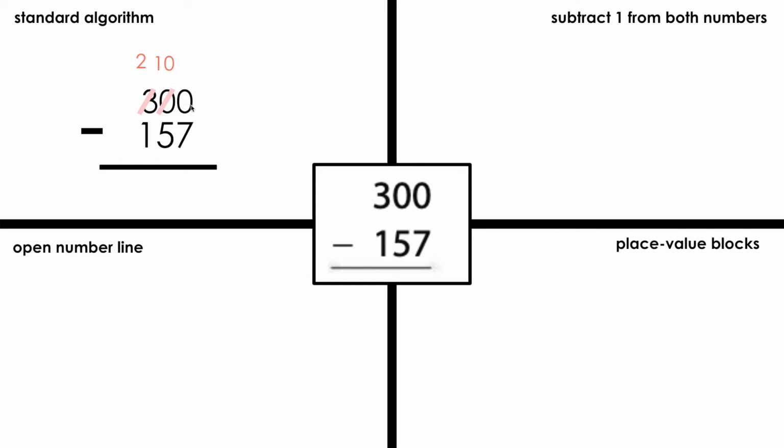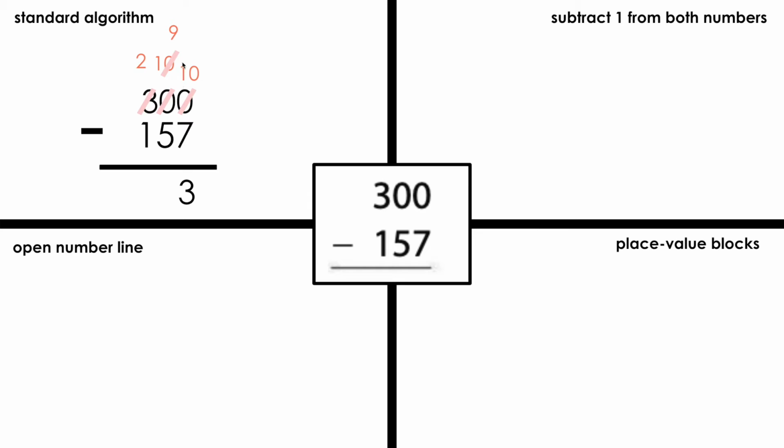And now let's go back to the ones place. We still have a 0 here. Now we can finally regroup one of these 10 tens into 10 ones, which will leave us with 9 tens and 10 ones. Let's subtract 7 from 10. 10 minus 7 is 3.